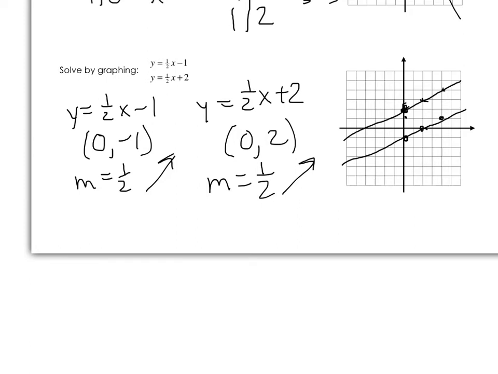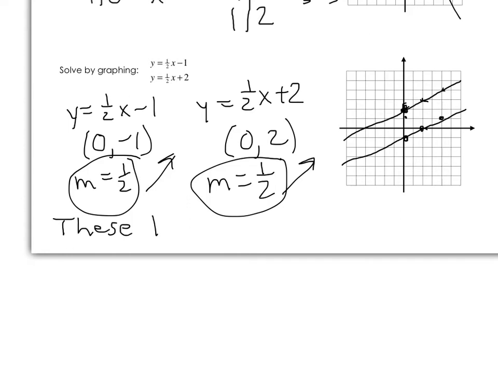Did you notice that both of these lines have a slope of 1/2? What does it mean when two lines have the same slope? These lines are parallel.